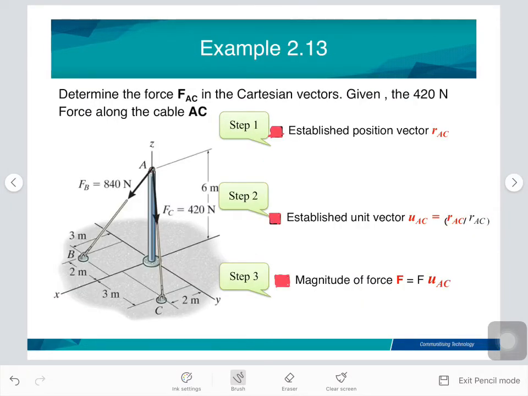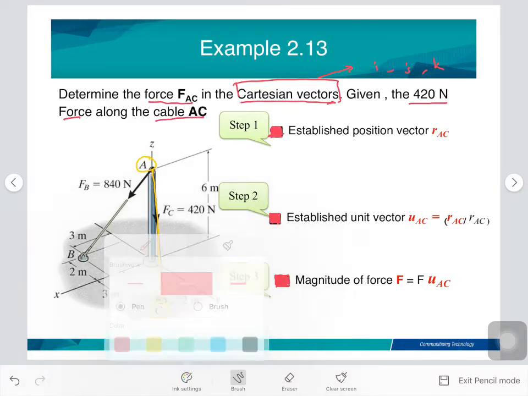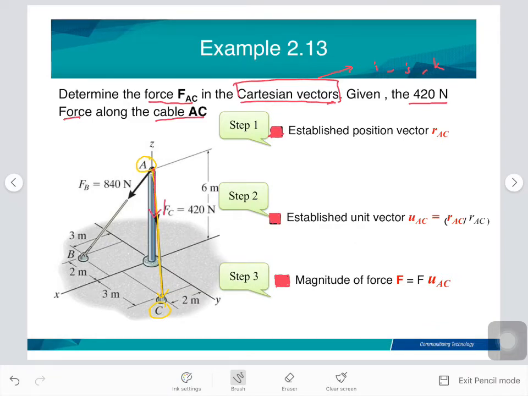Next, let's solve example 2.13. Here, determine the force FAC in Cartesian vector. Cartesian vector means that your force should be in I, J and K. Here is given the 420 Newton force along the cable AC. So this is the cable AC from A to C, from A to C. So here is the force. So how to do this?